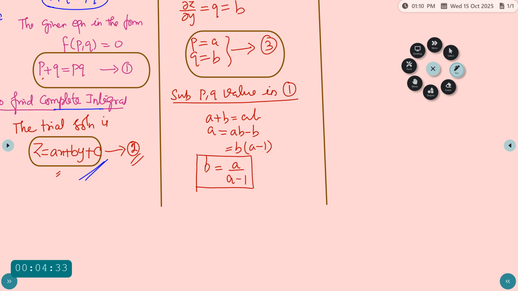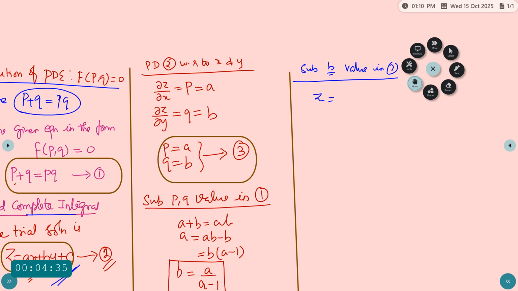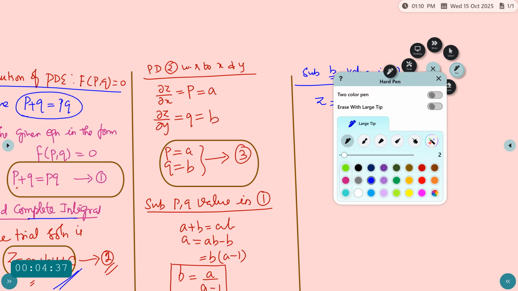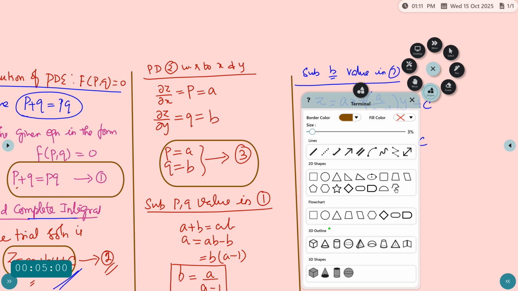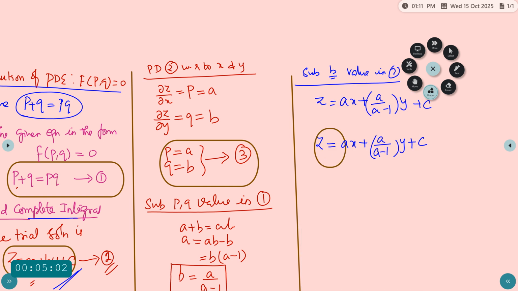So z equal to ax, instead of b we have a by a minus 1 into y plus c. Now let us write clearly: z equal to ax plus a divided by a minus 1 into y plus c. This is our required complete integral.